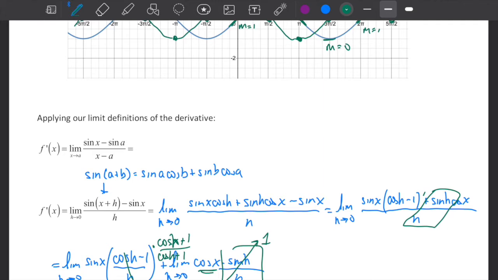That negative sine squared, as h approaches 0, is going to go to 0. So that whole first term is 0. We're left with just cosine of x. So it turns out that the derivative of sine of x is cosine of x. Hooray!